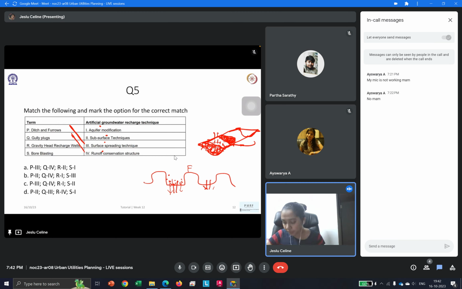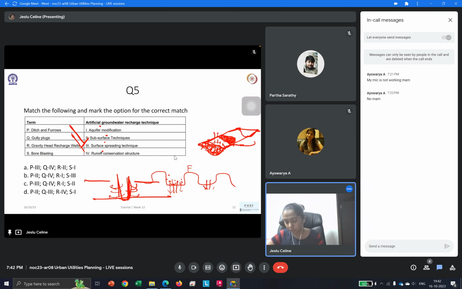Now, the next one: gravity head recharge wells. Subsurface technique. Gravity head recharge wells is a subsurface technique. Very good. Because why? Because it's a gravity head recharge well. You have these wells through which the water just goes and recharges the subsurface. So it's a subsurface technique. Very good.